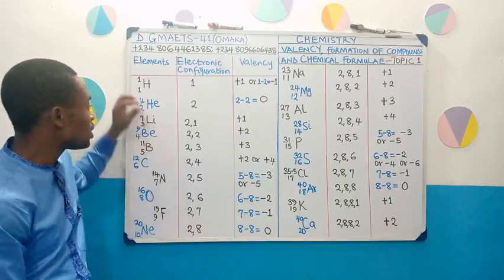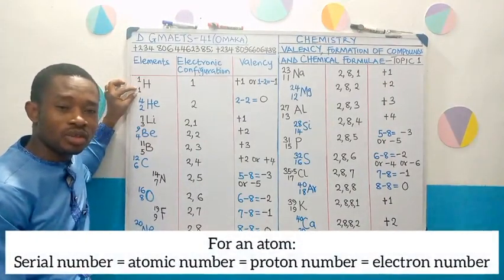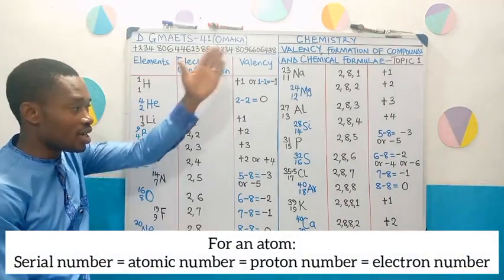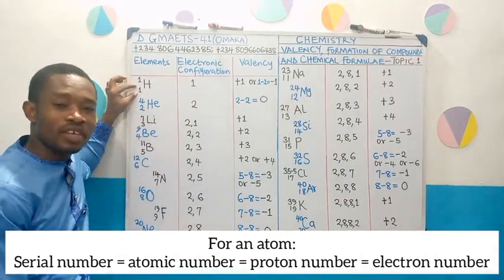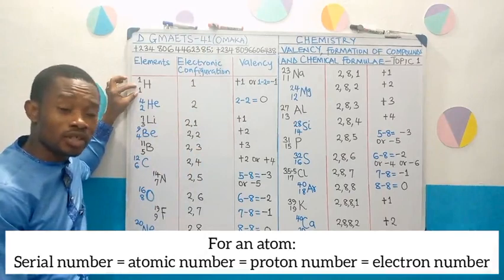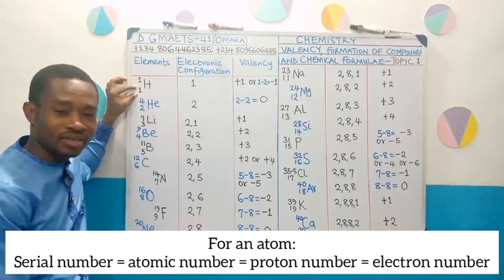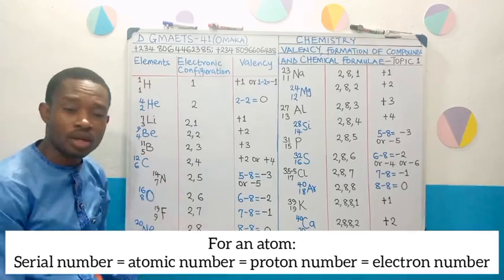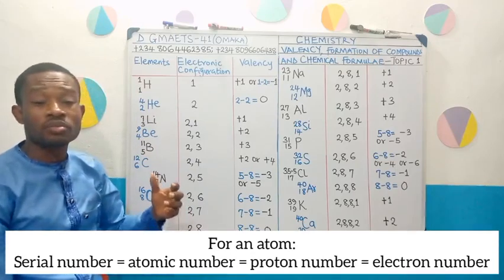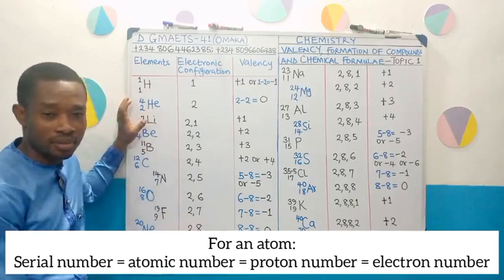Now, the number written down here is the atomic number. It is also the same as the serial number, that is the arrangement of the element. It is also the same as the number of electrons and the number of protons that an atom would have when the atom has not reacted. That is when the atom is electrically neutral. Because the number of electrons and protons for an electrically neutral atom are the same.